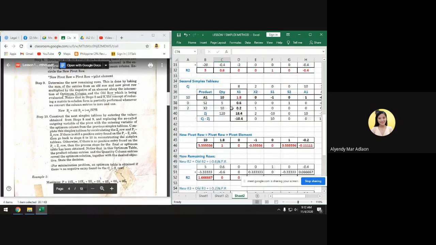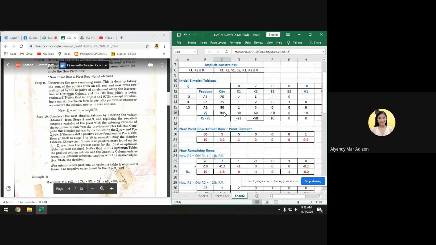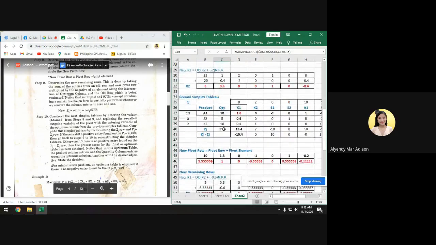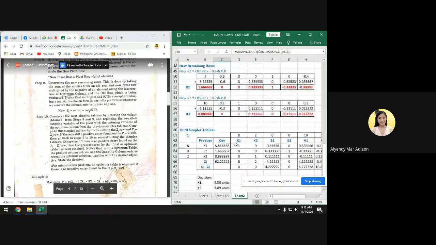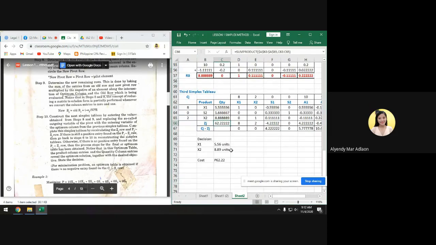If you look at the previous tables, for the initial simplex tableau, the cost is 700. For the second simplex tableau, the cost is 120. But for the third simplex tableau, the cost is 62.22, and this is now the minimum cost. Therefore, to produce X sub 1, 5.56 units, and X sub 2, 8.89 units, that will already be our decision. Class, take note, the surplus variable does not contribute any cost. So in computing this 62.22, the surplus variable has no effect. So this will now be our decision.